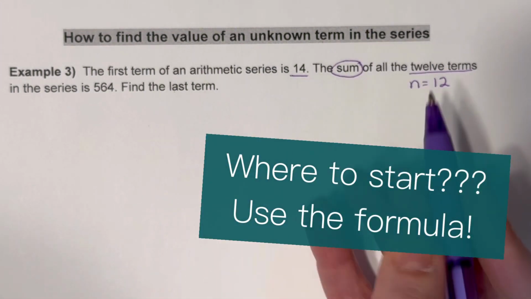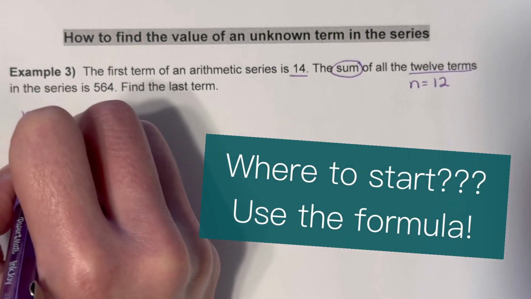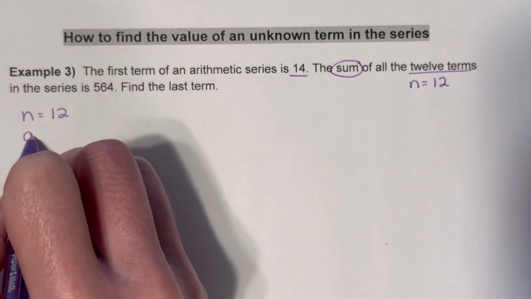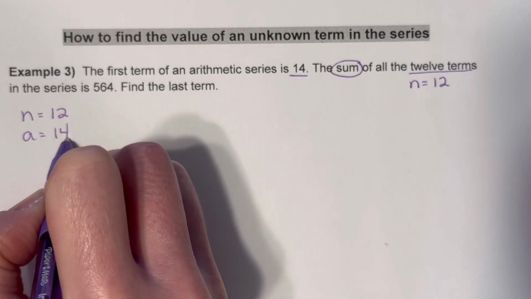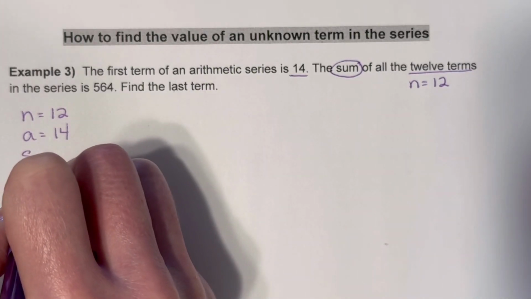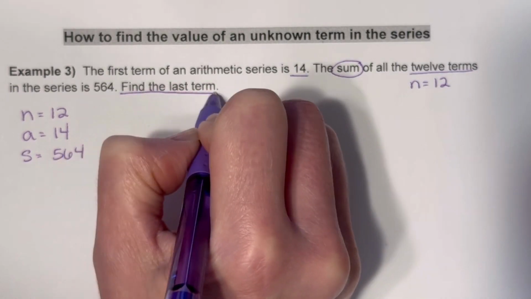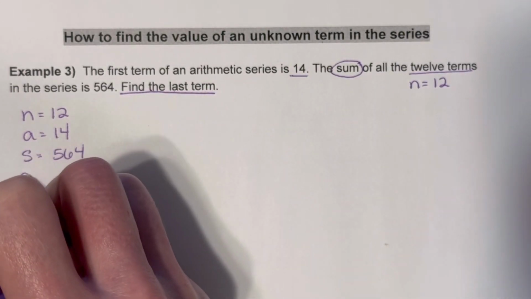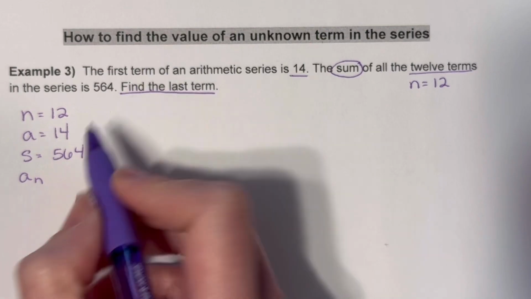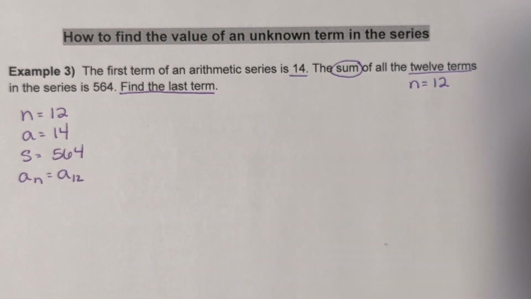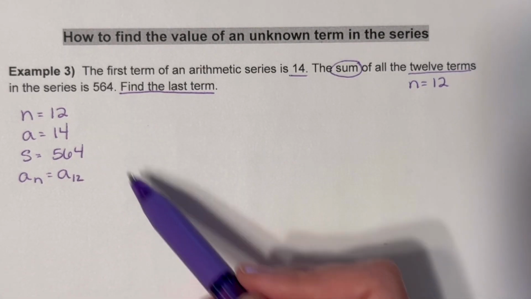Let's go ahead and list out what we know. My number of terms is 12. I have that from this. My first term is 14. I know the sum, that is 564. Find the last term. That means A of n, or actually technically I could say my 12th term because I know there are 12 terms. Okay, well, when in doubt, let's write it out.